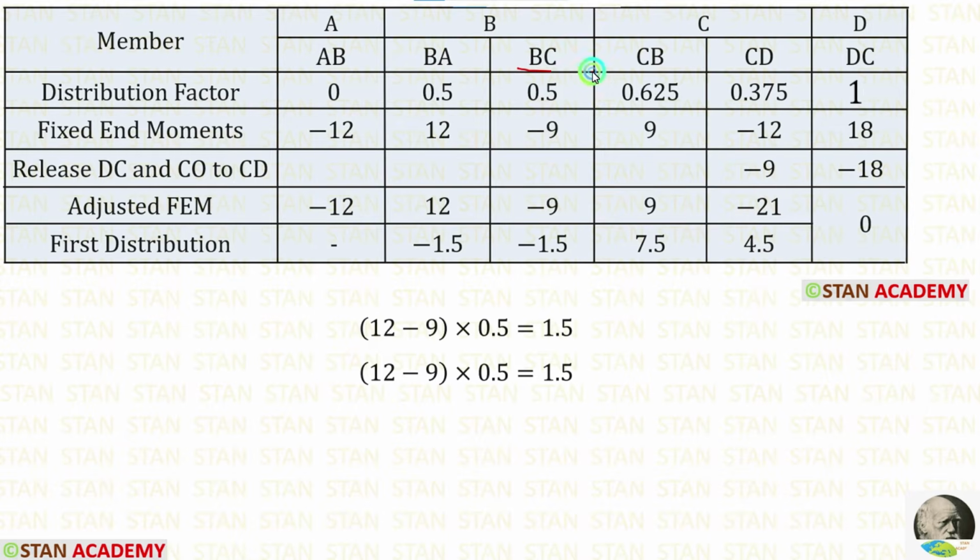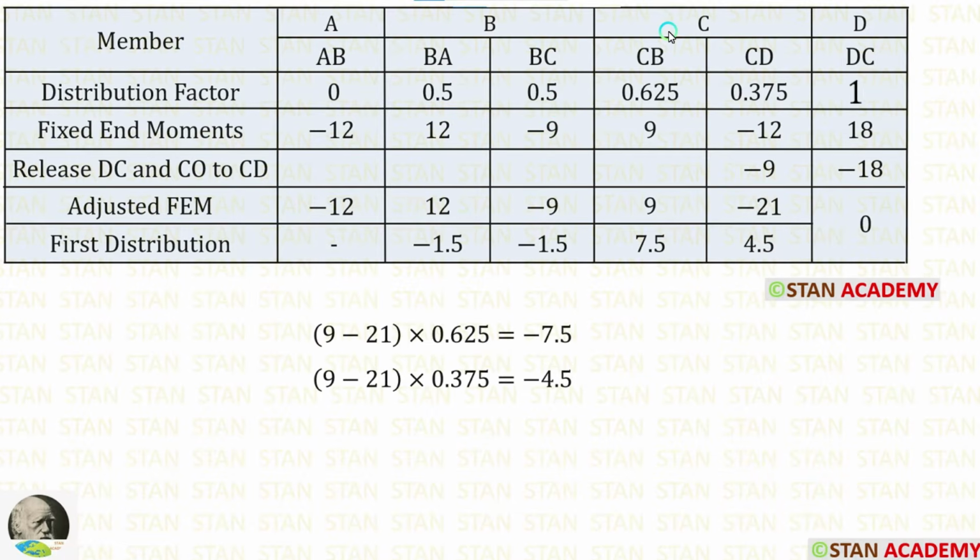Now let us do for BC. For that, we have to add these two values and multiply with the distribution factor at BC. Here also we are getting a positive value, so we are entering as negative. Here both of the values are same, since we are having the same distribution factors for BA and BC. Now let us make the distribution in the joint C.